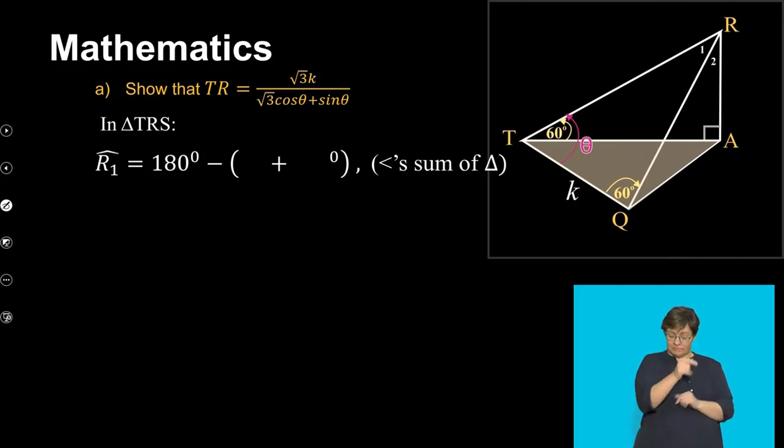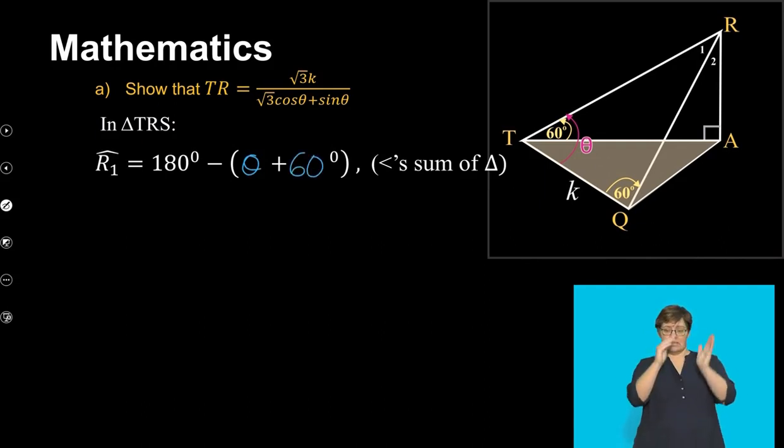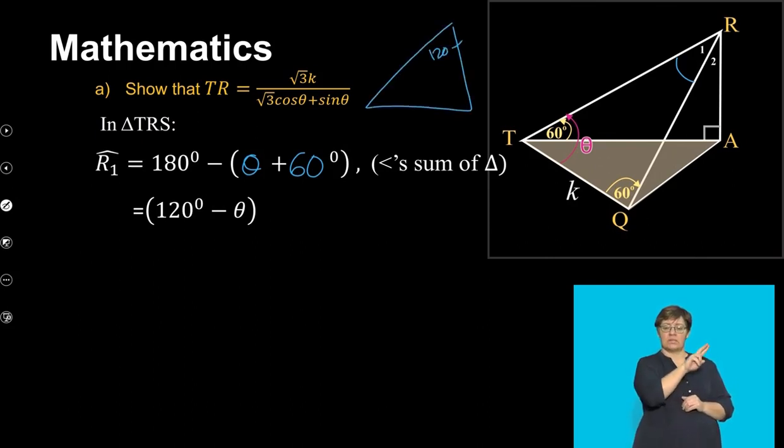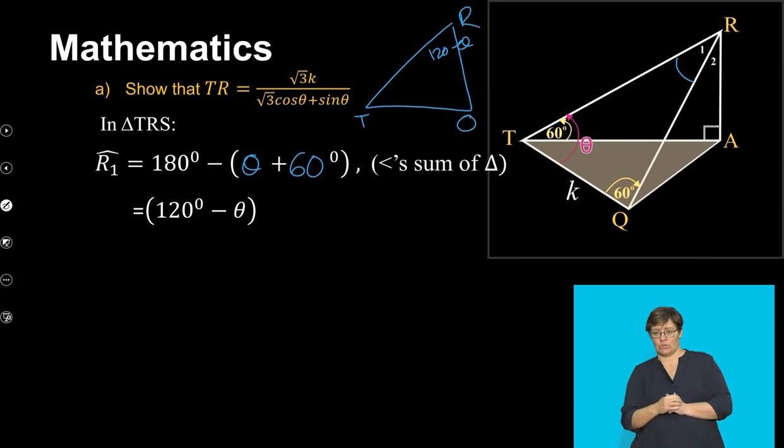Remember, to find that angle R1, we're going to have to use those other two angles in that triangle. We had theta and 60 degrees in that triangle. So in other words, we're looking for this angle here. That angle is now going to equal 120 minus theta. So again, let me draw the triangle up here. We've got this angle as 120 minus theta. That's our R, and then we've got T and we've got Q. Q is 60 degrees, this one here was theta, and QT was K.